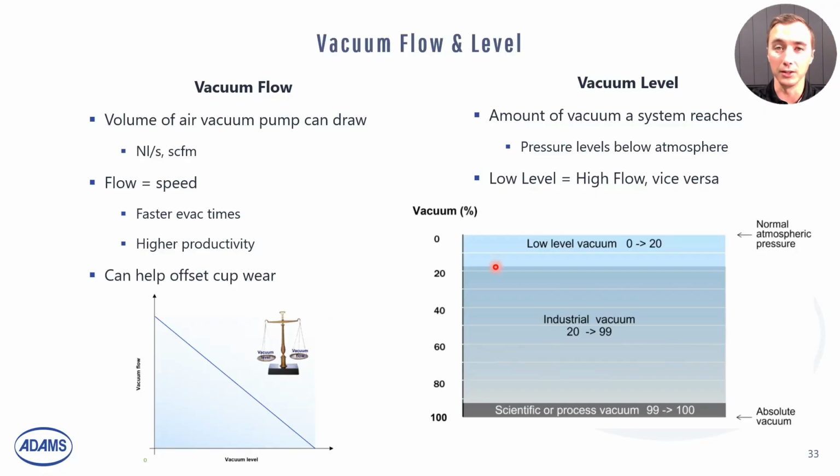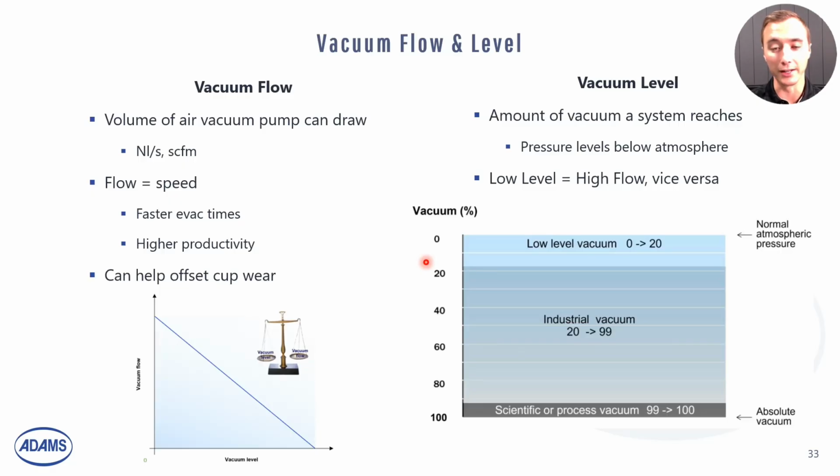You cannot have a low vacuum level and a low vacuum flow, or high vacuum flow and a high vacuum level. That's depicted here by this graph on the left. When you have a vast amount of air to evacuate, you can do it pretty quickly. But as you reach deeper and deeper levels of vacuum, you simply cannot evacuate it fast enough, right?